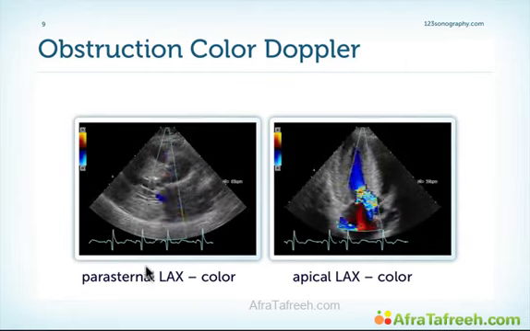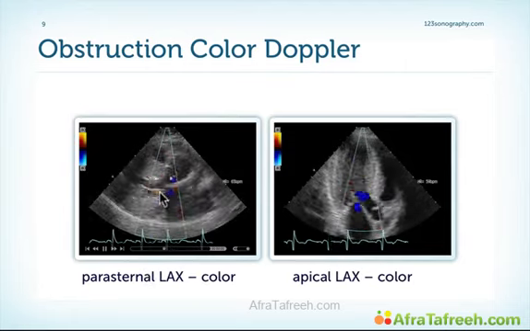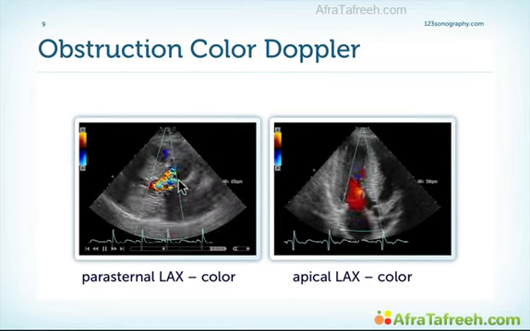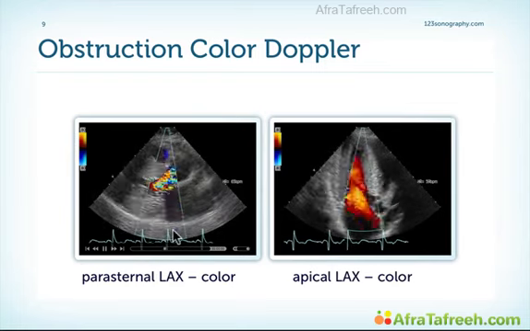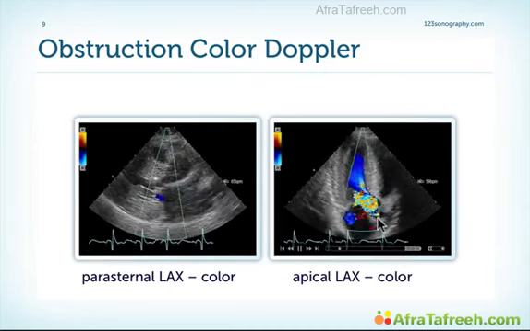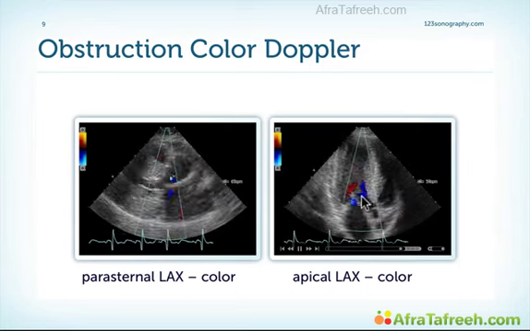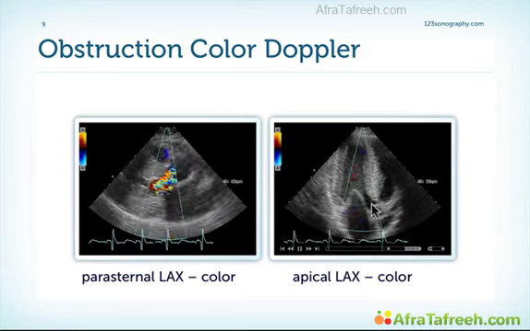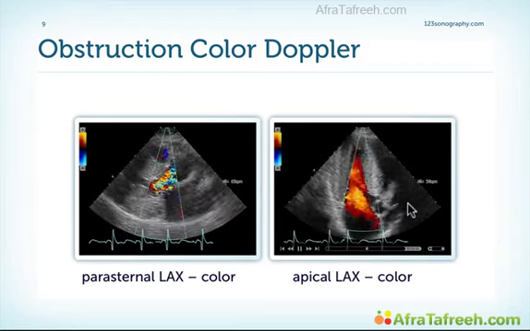Using color Doppler, we can visualize the obstruction. There is turbulent flow in the LVOT. There's even some mitral regurgitation. We'll talk about the importance of this form of mitral regurgitation later. And again here in the apical long axis view, turbulent flow, which begins at the region of obstruction by the mitral valve.